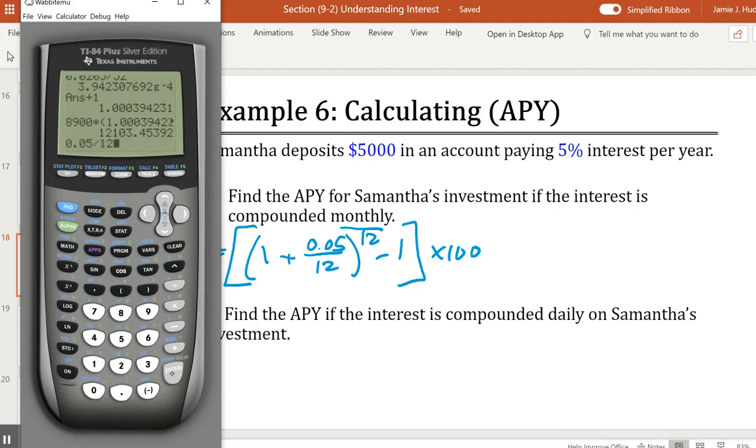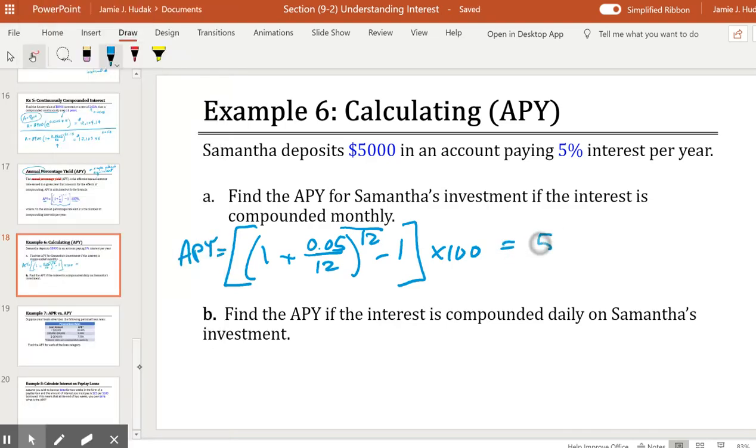0.05 divided by 12. So that is our decimal. We're going to add 1 to it. That is what is inside the parentheses. Now we are going to raise it to the power of 12, and then we subtract 1, and times by 100, and we get 5.12%. So charging 5% interest compounded monthly is the same as charging 5.12% simple interest.